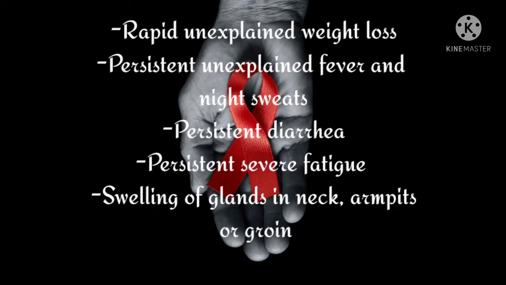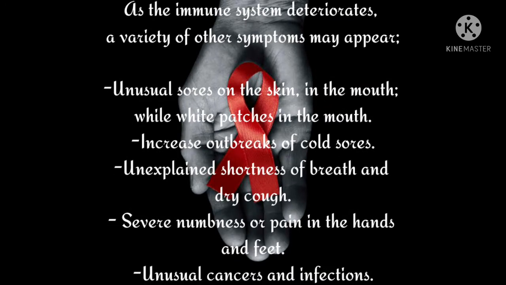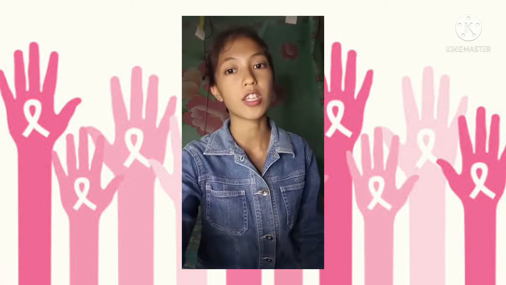The early symptoms of HIV infection are like flu symptoms that won't go away. The common symptoms are rapid unexplained weight loss, persistent unexplained fever and night sweats, persistent diarrhea, persistent severe fatigue, and swelling of glands in the neck, armpits or groin. As the immune system deteriorates, a variety of other symptoms may appear, like unusual sores of the skin and in the mouth, white patches in the mouth, increased outbreaks of cold sores, unexplained shortness of breath and dry cough, severe numbness or pain in the hands and feet, and lastly, unusual cancers and infections.